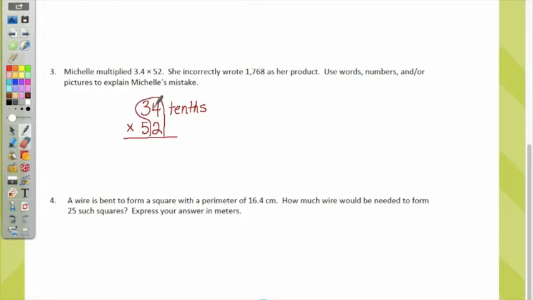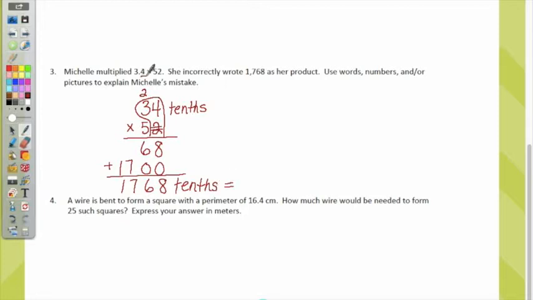4 times 2, 8. 3 times 2, 6. 4 times 5, 20. Regroup the 2, 5 times 3, 15, plus 2, 17. Well, she did the math right. What'd she do wrong? She forgot to put tenths.